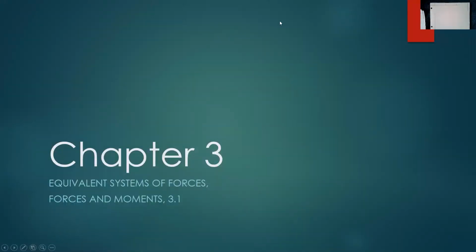This is lecture 5, chapter 3. So we finished chapter 2. We talked about 2D and 3D equilibrium, and we just mainly worked on finding vectors and putting vectors together from forces and unit vectors. So now we're going to take this one step further, and we're going to look at what are called equivalent systems of forces. But mainly this chapter deals with moments.